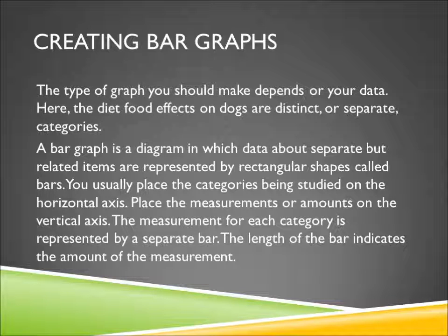You usually place the categories being studied on the horizontal axis. Horizontal meaning, I remember it by horizon, so that'd be along the bottom. It's also known as the x-axis. Place the measurement or amount on the vertical axis. The measurement for each category is represented by a separate bar. The length of the bar indicates the amount of the measurement.